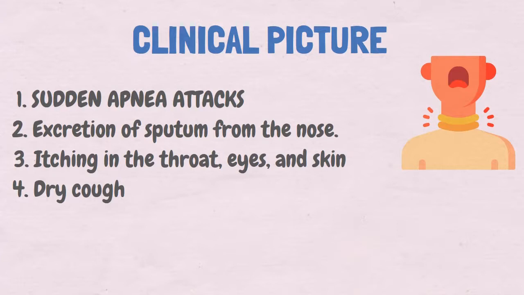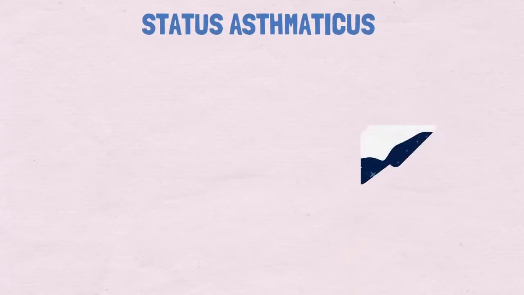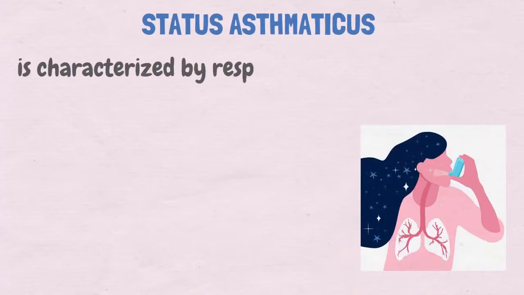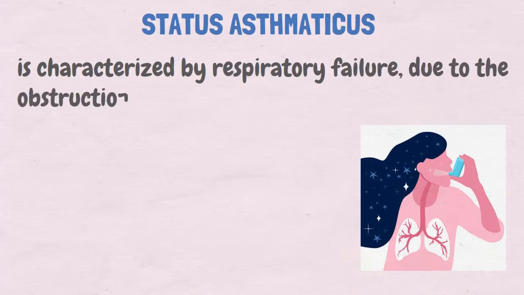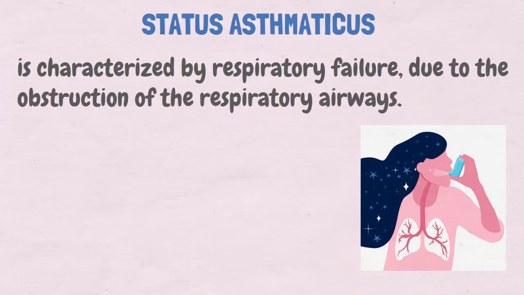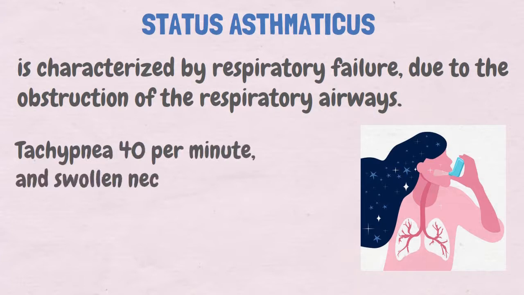I'd like to mention that asthma attacks differ greatly from one patient to another. Some asthmatics can be symptom-free, with mild occasional episodes. Some patients can be found in severe asthma attack, which is called status asthmaticus. Status asthmaticus is characterized by respiratory failure due to obstruction of the respiratory airways, tachypnea up to 40 per minute, and the swollen neck veins.